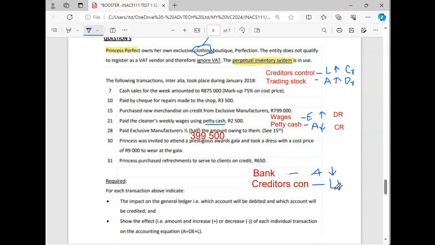Sorry, sir. Can you please explain where they got the half, the 399,500? I'm lost there. Oh, on the 28th, they say you are paying half. They are referring you to the 15th. So you go to the 15th and check half of that amount. Okay, thank you, sir. Okay. Perfect.